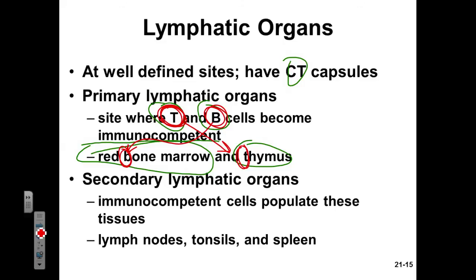So we have our primary lymphatic organs. We have our secondary lymphatic organs as well. These are going to be organs that include our lymph nodes, our tonsils, our spleen, and to a lesser extent, our appendix. So after we make the T and B cells and program them correctly in the thymus and the red bone marrow, those T and B cells will then move to our lymph nodes, our tonsils, and our spleen.